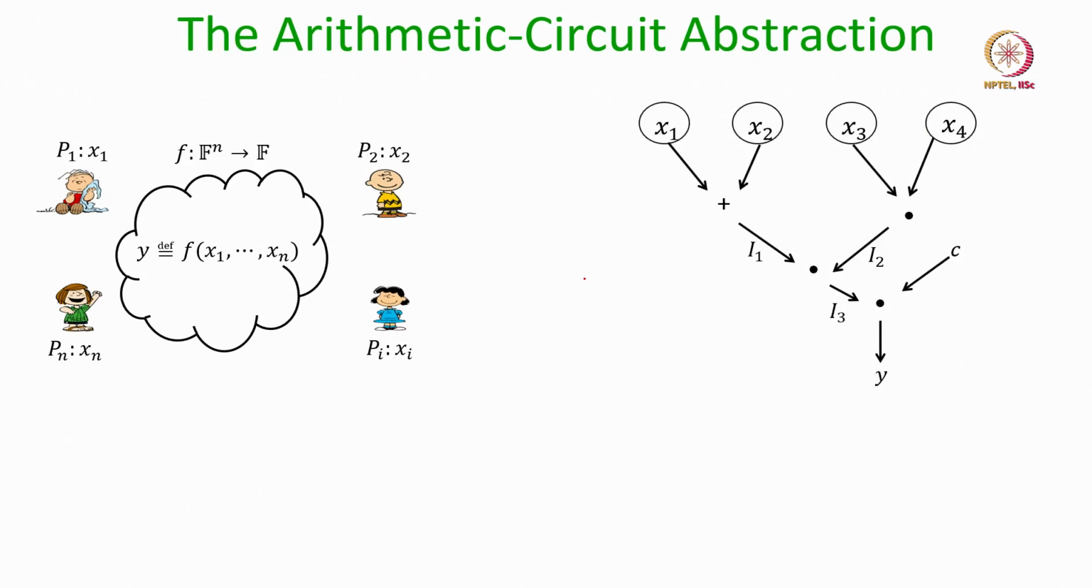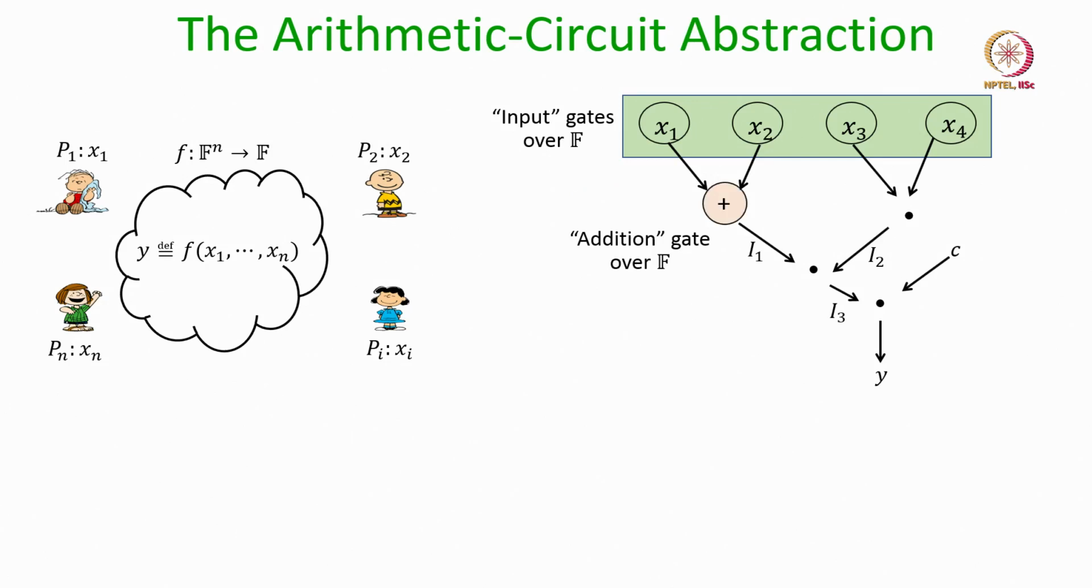So, let us try to understand the various gates here. The first layer of gates in the circuit will be the input gates, namely the respective input values of the parties. Then in the circuit we can have some addition gates over the field. So, for instance, this is an addition gate here where the output of the gate is the addition of the inputs, where the addition is the underlying addition operation of the field. The circuit can also have some multiplication gates over the field.